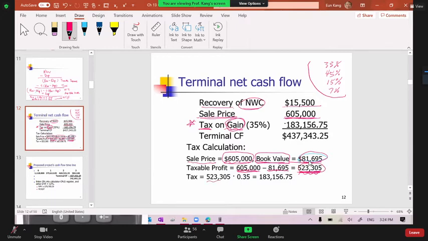So 523,305 times 0.35, 183,156.75. So that is tax. And that is negative because tax is negative, right? But in the exam or homework or quizzes, whatever, what do you think if book value is greater than sale price? What do you think? And how would you handle that?